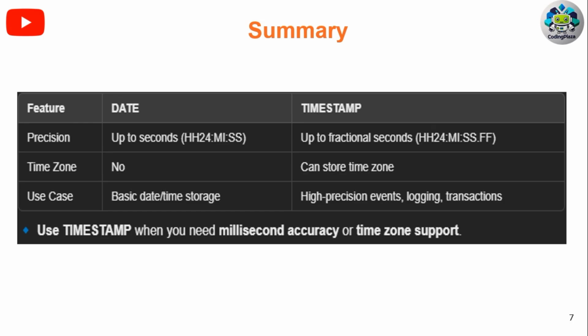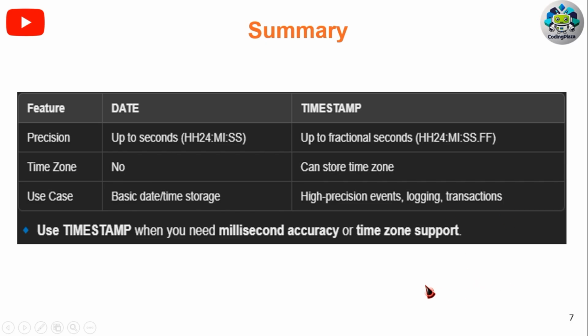So here you can compare date and time in a very easy format: precision, time zone, and use cases. There will be differences. Precision means up to seconds. Here, up to fractional seconds you can identify the accurate time. And for time zone, there is no time zone here, and the other one will show the time zone. Use cases: basic date time storage, and here high precision events, logging, transactions like payment interfaces. So in a lot of places timestamp will be very useful.